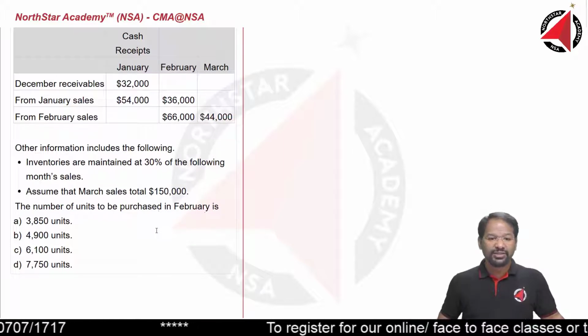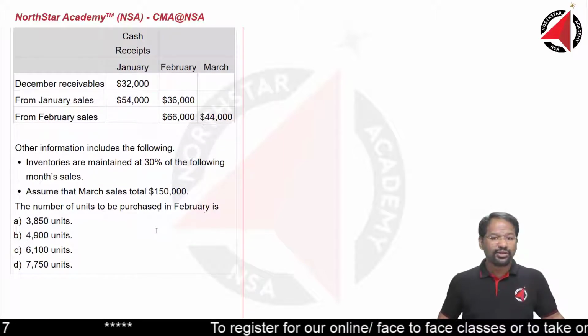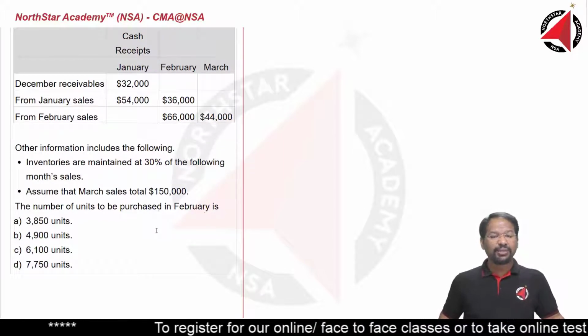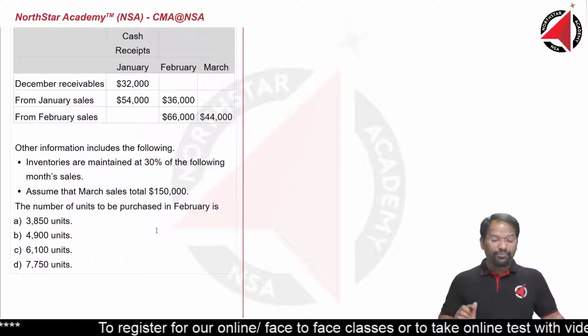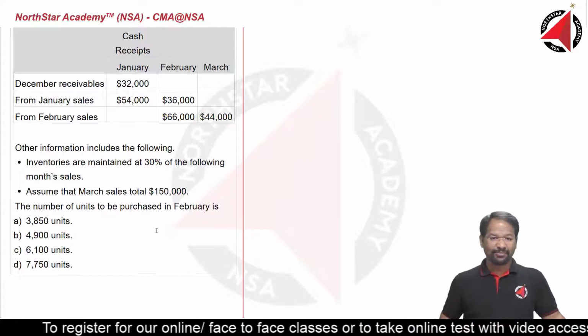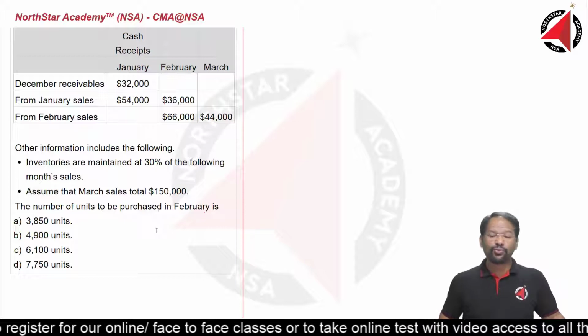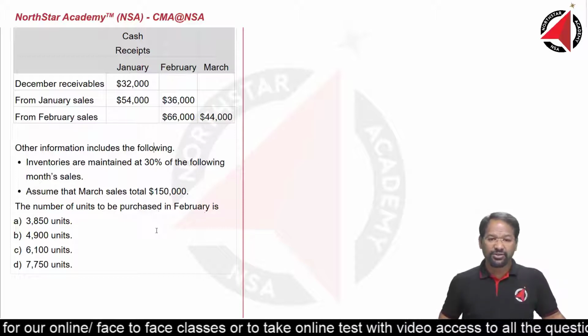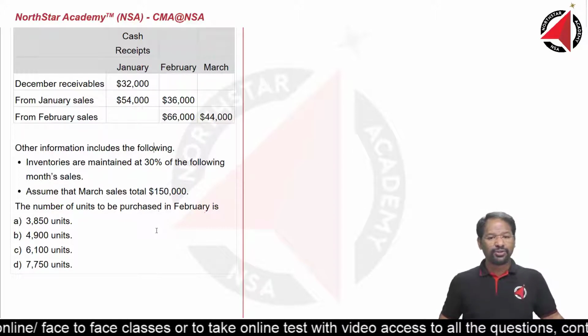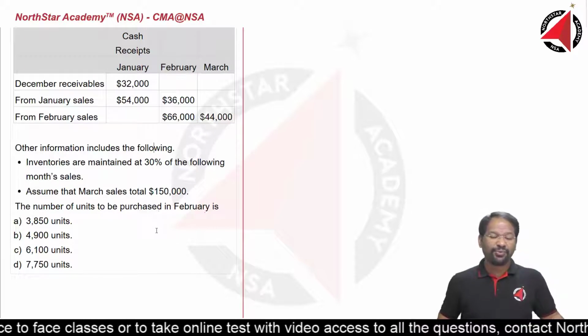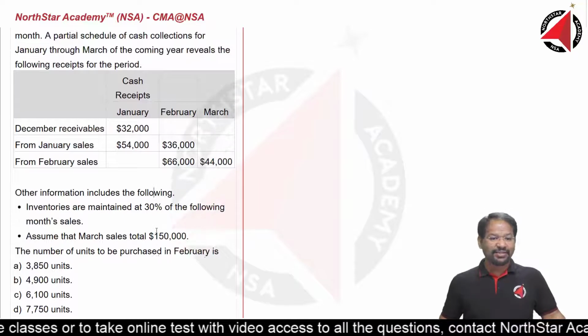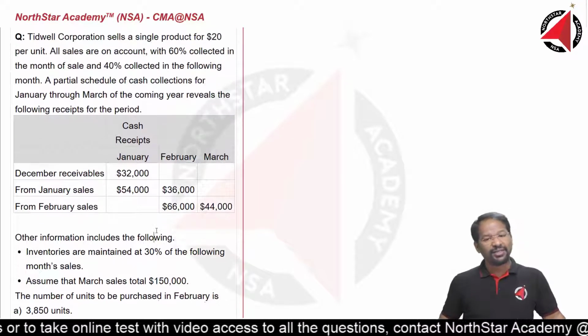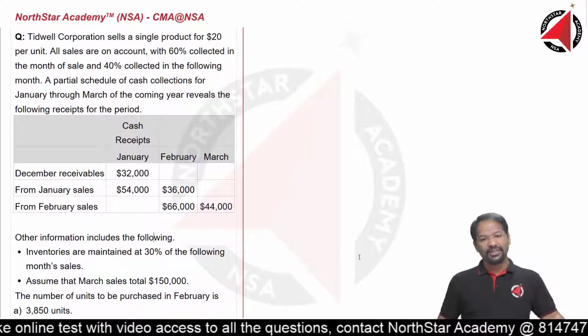Further, the question says other information includes the following. Inventories are maintained at 30% of the following month's sales. Assume that March sales total is $150,000. The number of units to be purchased in the month of February is asked. The answer options are given in units, so we need to compute it in units.